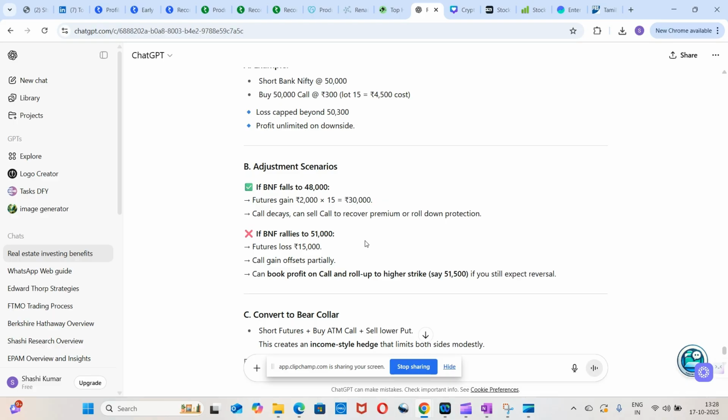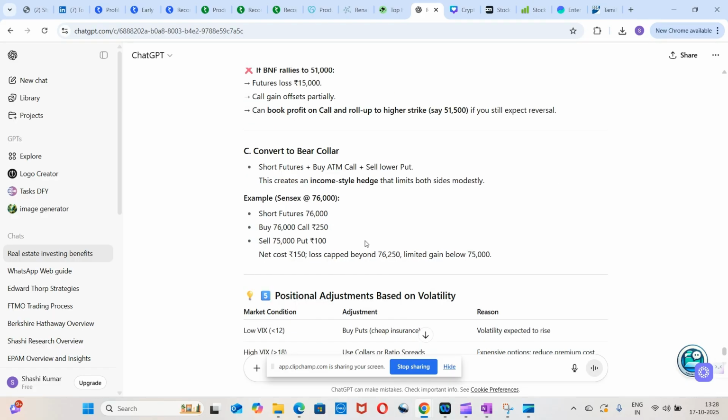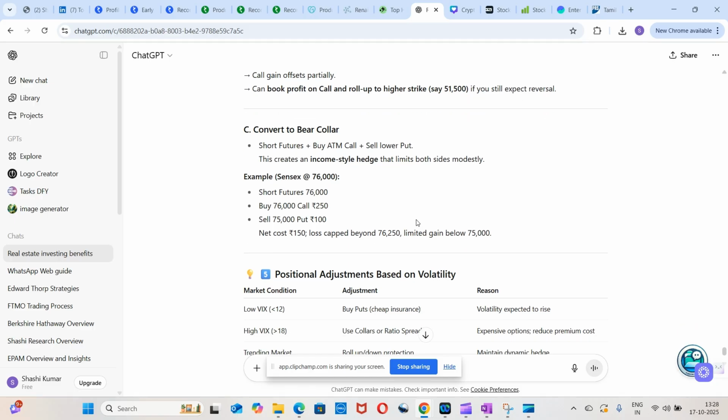Okay. Converting to a bear collar. You will do this when the market is sideways. So you short a futures, plus buy an ATM call, plus sell a lower put. This is for range bound markets. This creates an income style hedge that limits both sides modestly.